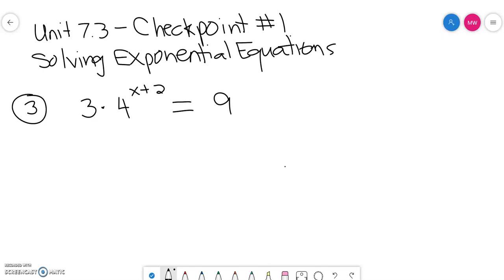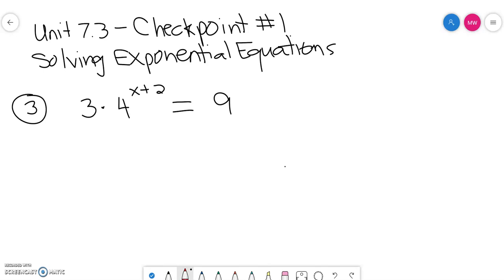We have 3 times 4 to the x plus 2 power equals 9. And the goal here obviously is to solve for x. So what you want to do is take everything on that left side and cancel out one number at a time until the only thing left is just x.